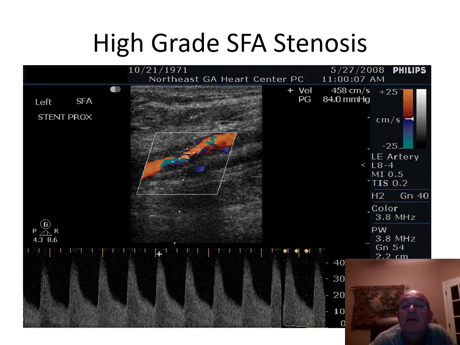And of course, now you have a velocity well over 450 as we put the Doppler signal inside the luminal narrowing. So pretty indicative of high-grade stenosis in that area.